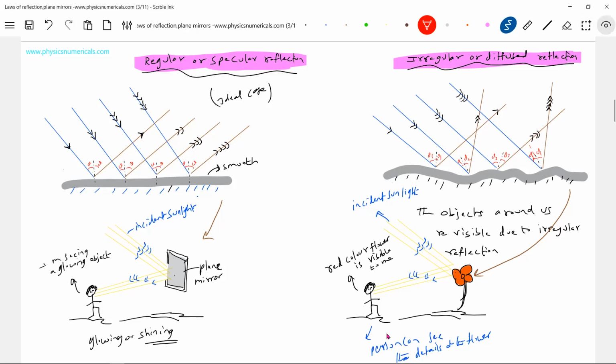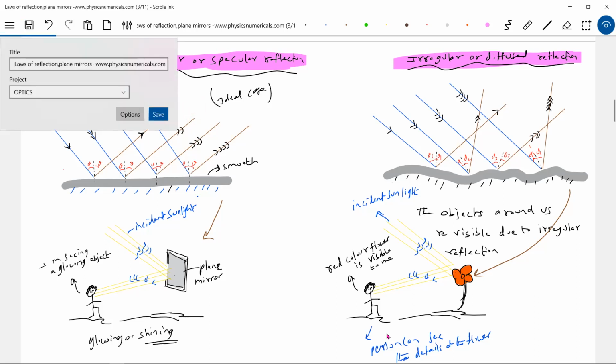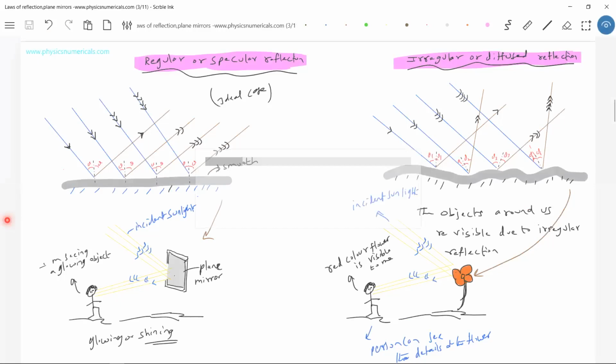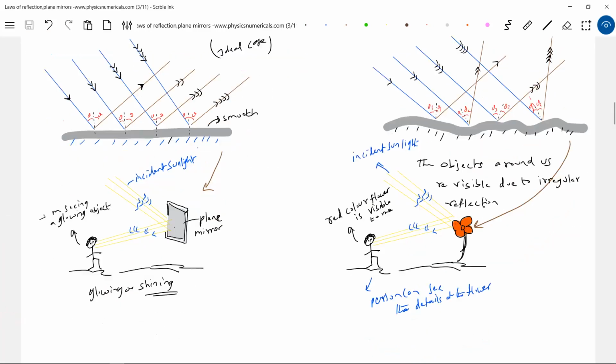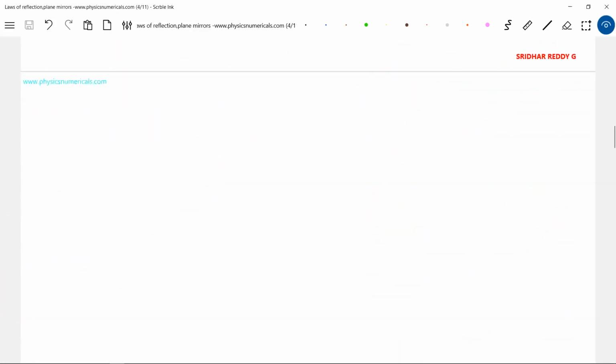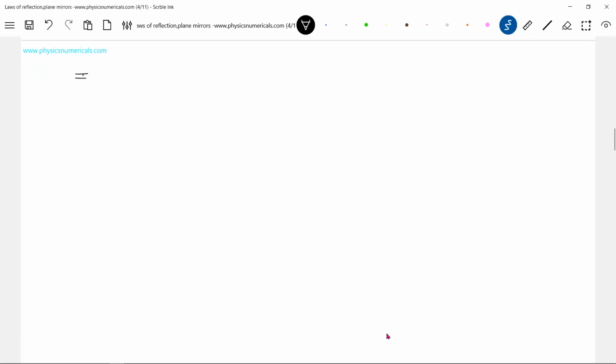So our syllabus will focus more on numericals related to regular reflection than this one. There's a practical approach and a theoretical approach. To study plane mirrors, reflection at a plane surface, we take regular reflection, not this one. So here a lot of maths will be involved. Here there's not much mathematics involved. Okay, let's study the image formation due to a plane mirror.